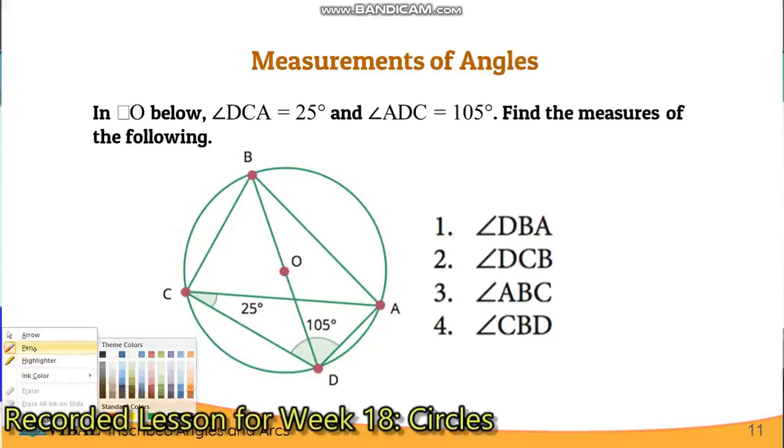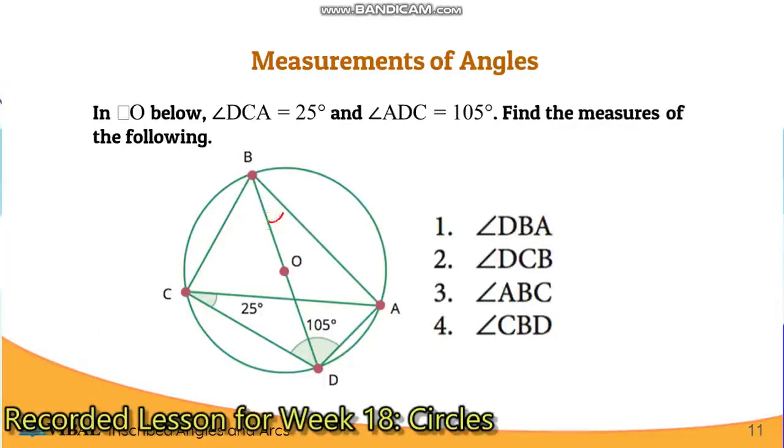So, let's try to look at the relationships first. Okay, tignan natin muna yung relationship. This is your angle DBA. As you can see, my beloved students, angle DBA falls on arc DA. Correct? Yes. Okay. And also, angle DCA also falls on arc DA. Correct? They have the same arc.